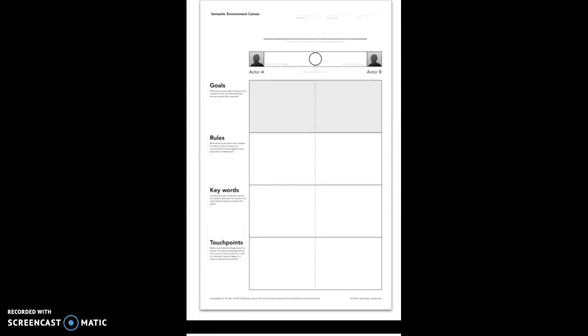Hello and welcome to the Semantic Environment Canvas. We'll be using this as one of our integration exercises.